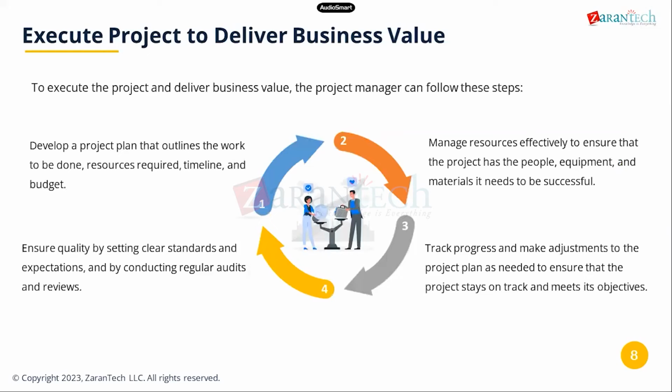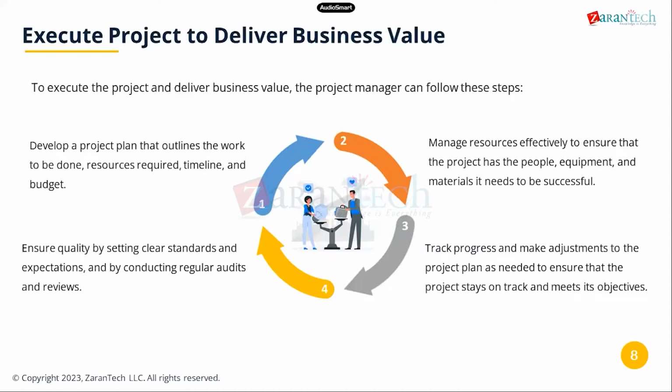And for this, we again have four steps: develop a comprehensive project plan, effective resource management, continuous progress tracking, and quality assurance measures. A comprehensive project plan includes everything: necessary tasks, resources required, project timelines, and budget allocation. For an SAP project, this could involve SAP system implementation phases, resource requirements such as SAP consultants, hardware and software required, project timelines, and budgetary considerations.